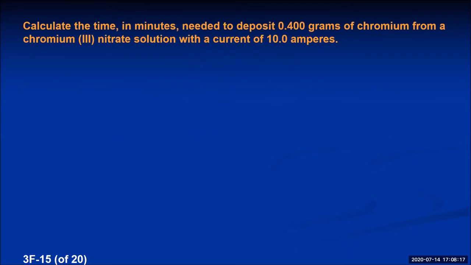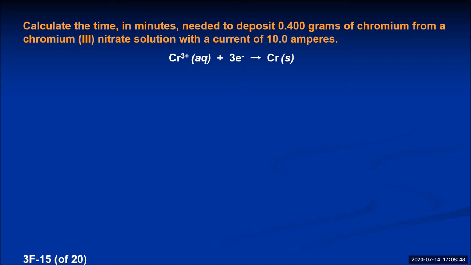Calculate the time in minutes needed to deposit 0.400 grams of chromium from a chromium-3 nitrate solution with a current of 10.0 amperes. So in this case, the chromium is coming from the chromium-3 nitrate. The chromium-3 ions are turning to chromium atoms, and they need to gain 3 electrons in order to do that. This is your balanced half reaction.